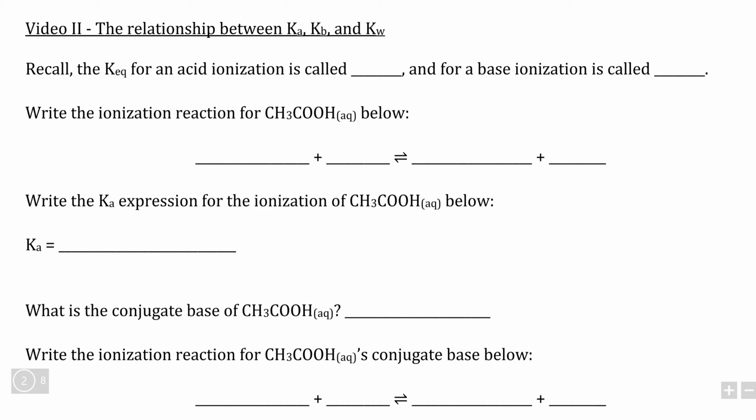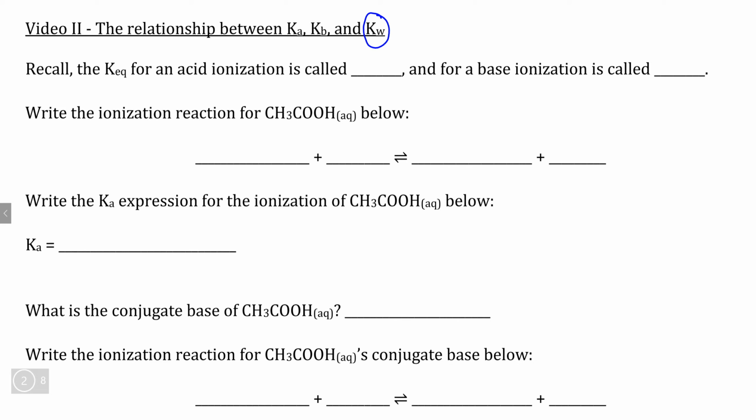In this video, we're going to use what we learned about Kw, the equilibrium constant for the ionization of water, and find a very interesting relationship that Kw has with Ka and Kb. Which begs the question, what are Ka and Kb?